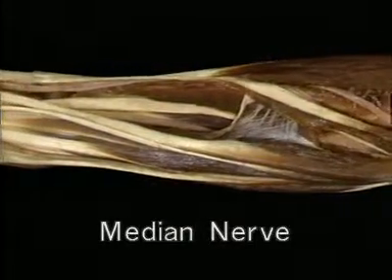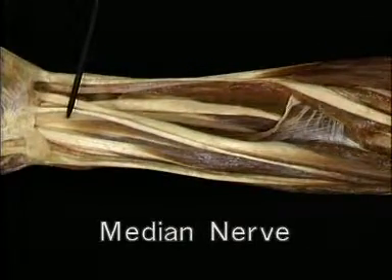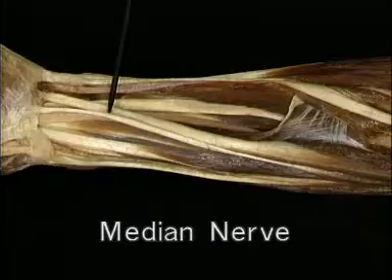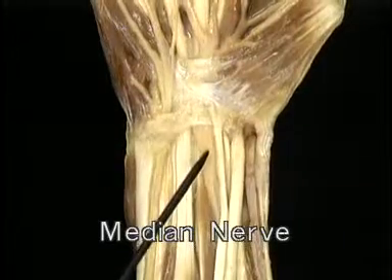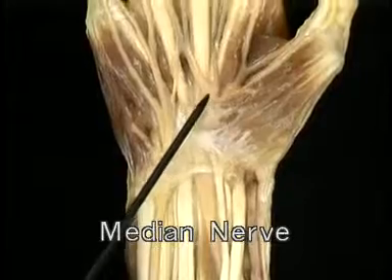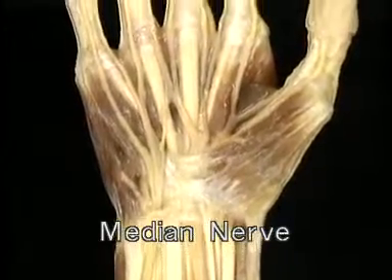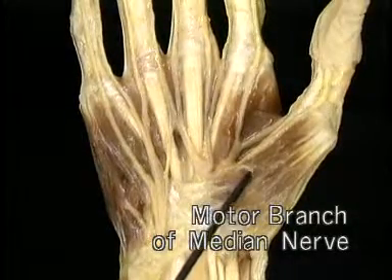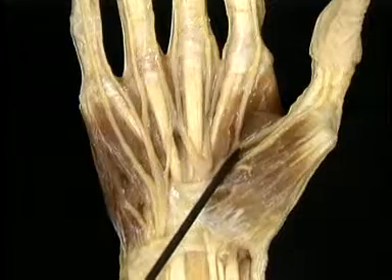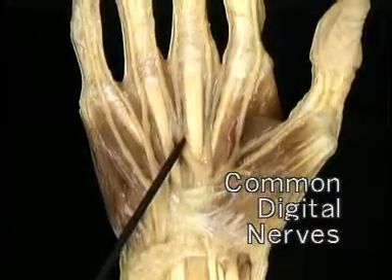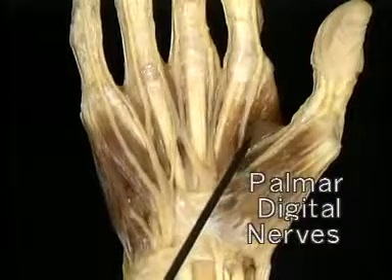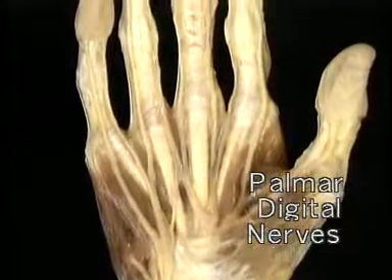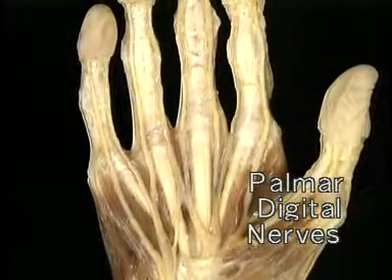It emerges at the wrist to the radial side of the superficialis tendons. It's crossed by the tendons of palmaris longus and flexor carpi radialis. The median nerve passes through the carpal tunnel to reach the hand. It lies just beneath the palmar aponeurosis, which has been removed here. The median nerve gives off this small motor branch to the thenar muscles and then gives off these three common digital nerves. The common digital nerves break up into palmar digital nerves, two each for the thumb, index, and middle fingers, and usually one for the radial side of the ring finger.